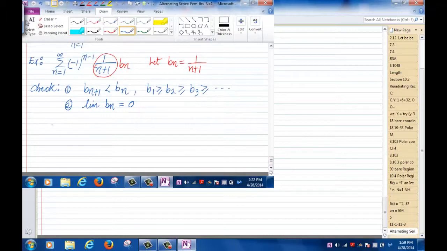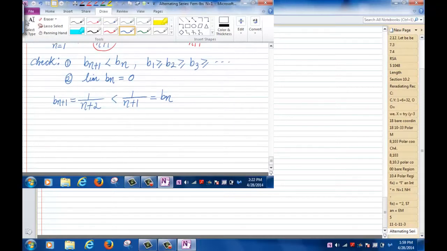Well, let's check the first one. Is the first one correct? Well, what is Bn plus 1? Bn plus 1 is 1 over n plus 2. Can I say that it is less than 1 over n plus 1, and 1 over n plus 1 is Bn, which definitely I can see that that's true. So 1 holds. You can also check the following. What is B1? You realize that B1 is half, B2 is 1/3, B3 is 1/4. So it's clear that it's a decreasing sequence, right?